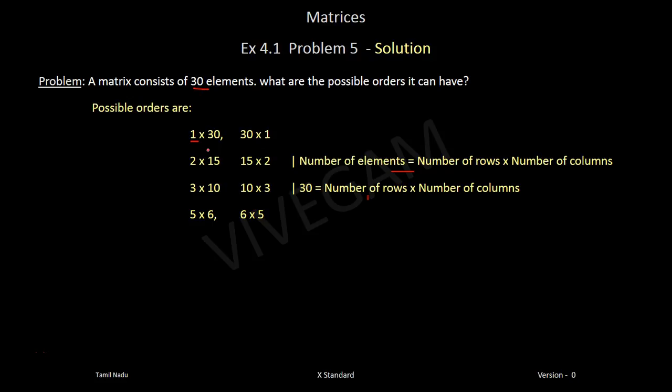So instead of trying all the numbers one by one, whenever you find one matrix order, write the inverse of that. If it is rows by columns, just invert it and write it as columns by rows, which is also possible.